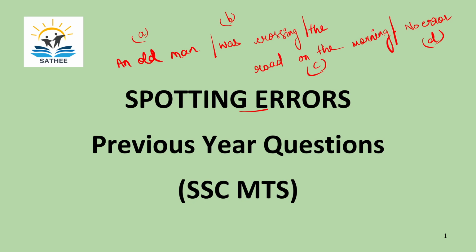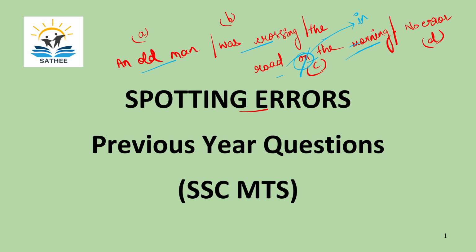Now, in this sentence, we have to find that particular part that contains the error. It means there is some grammatical error in any of these parts which we have to select. Now, if we read the entire sentence carefully according to the concepts of grammar, an old man, this is the correct phrase, was crossing the road on the morning. Now, morning is a time, is a duration. We cannot write on with it. In fact, it should be in. So the correct sentence will be: an old man was crossing the road in the morning.